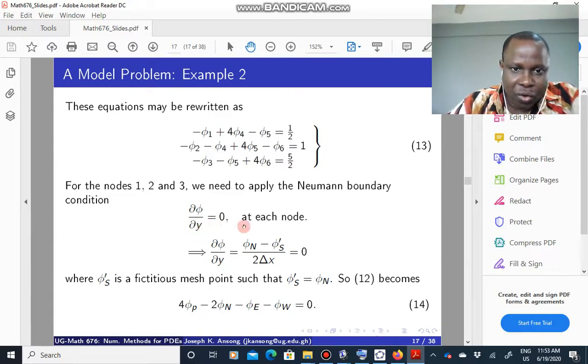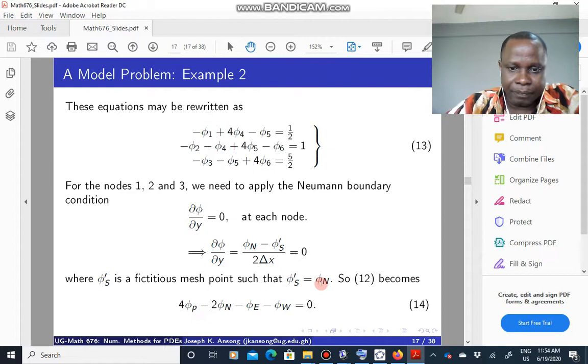So the phi dy at each node 1, 2, 3, we want to use this. The phi dy is equal to phi n minus phi s prime, because it's a fictitious point, divided by 2 delta x. But this is equal to 0. So I can just multiply through by this, and I have phi s prime is equal to phi n. Okay, if the phi dy was equal to some function, you can still use the same approach. And so what you do is that you then apply this to the formula, right?